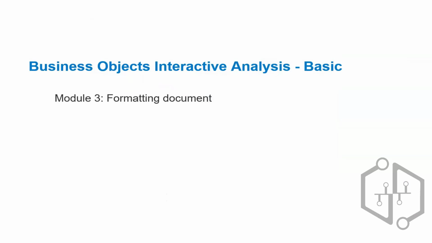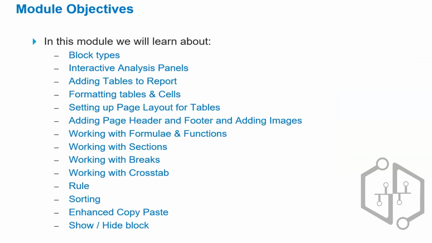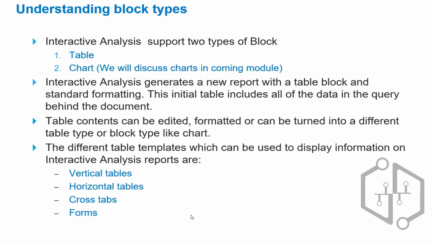So now we will see how we format the document. In this module, we will learn about block types, what are all the block types available, what are the panels available, how we can add tables to reports, how we can format tables and cells, setting up page layout for tables, adding page header and footer and adding images, working with formulae and functions, working with sections, breaks, crosstab, rules, sorting, enhanced copy paste, show or hide block.